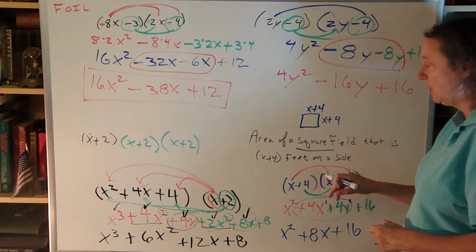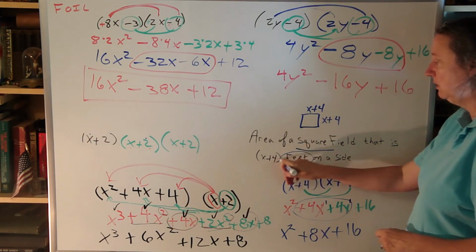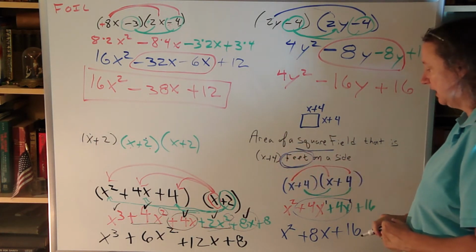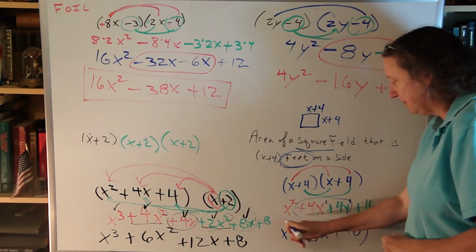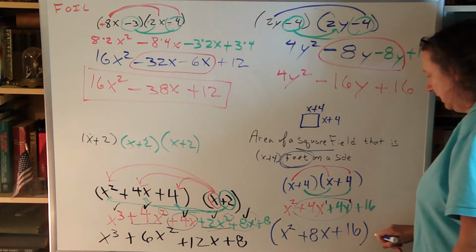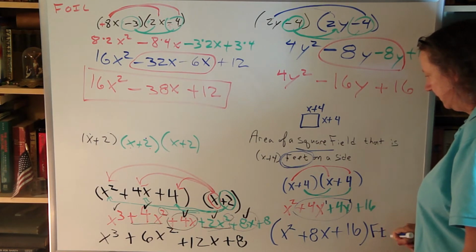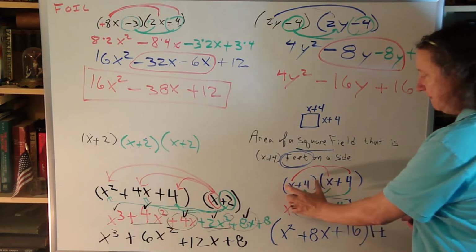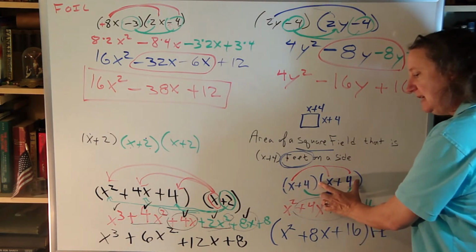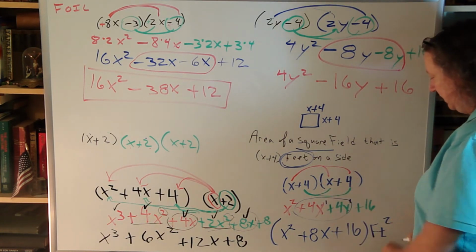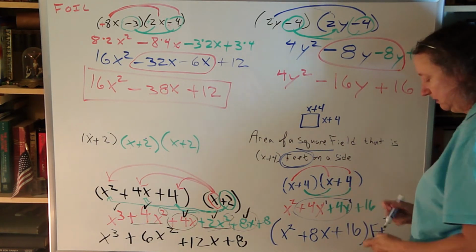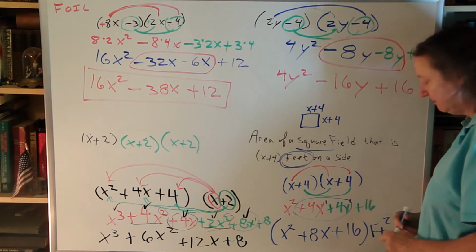This is a word problem, so I need to include my units on that. So I put my parentheses around that, and I say feet, and because it's been feet multiplied by feet, this is going to be feet squared. Now I have my answer.